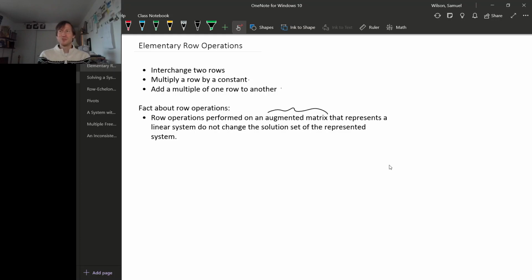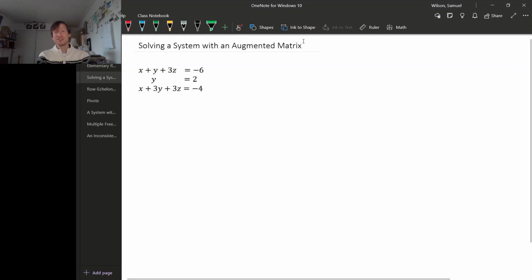Because when you do a row operation on an augmented matrix, the resulting augmented matrix is obviously the augmented matrix for the resulting linear system if you did the same row operation for the linear system itself. So the augmented matrix really keeps track of everything we need to solve a linear system. So with that in mind, let's go ahead and actually solve a system with an augmented matrix.